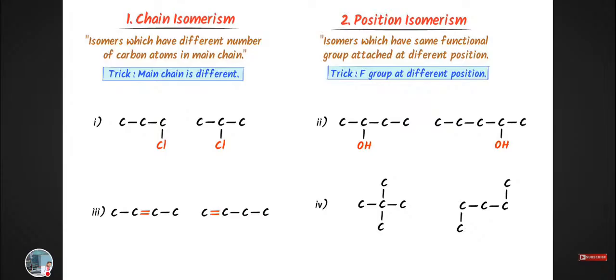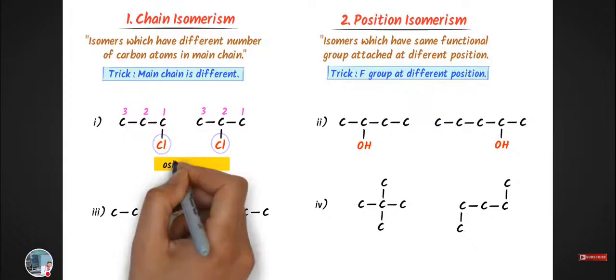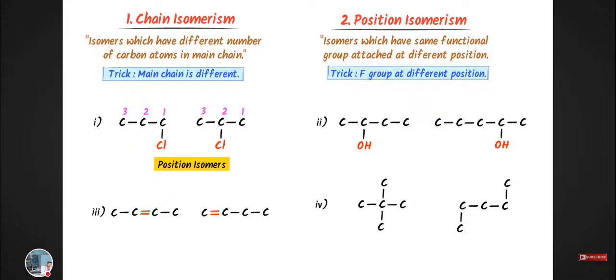Finally, consider these isomers. Pause the video and try to find the isomerism. Well, they both have the same carbon chain, having 3 carbon atoms in the main chain. But here, the chlorine is present at the first carbon, and here, the chlorine is present at the second carbon. So they are position isomers.